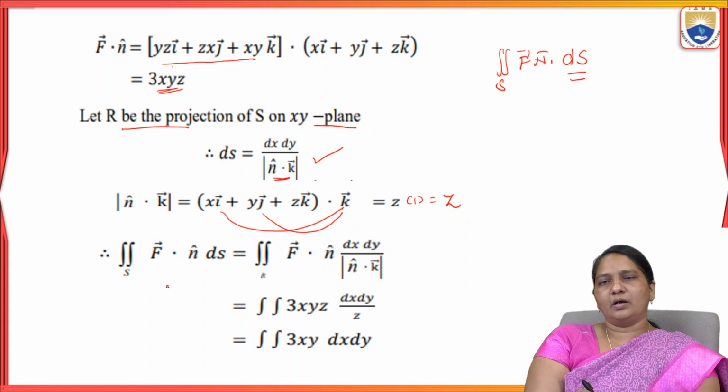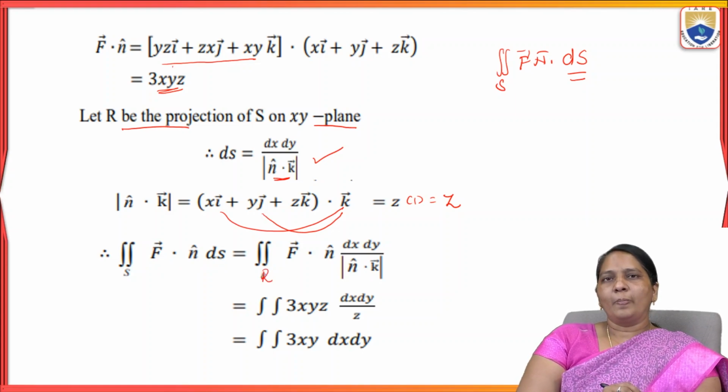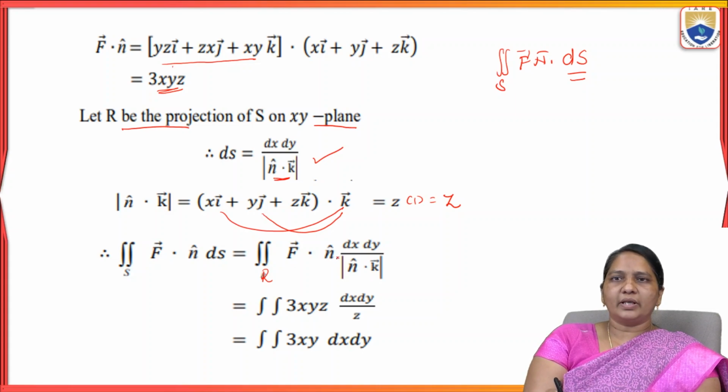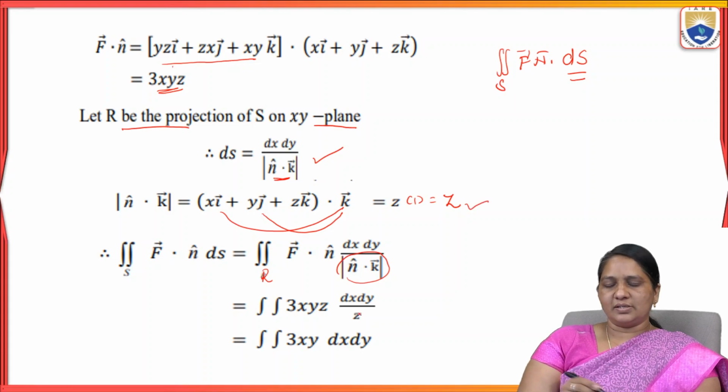Now I am going to evaluate the integral. Double integral over S of F bar dot n cap dS equals the double integral over R of F bar dot n cap, and in place of dS I am writing the formula dx dy by the modulus of n dot k. So the double integral of 3xyz dx dy, and the value n dot k is already calculated as z, so z and z will cancel. Finally I got the double integral of 3xy dx dy.